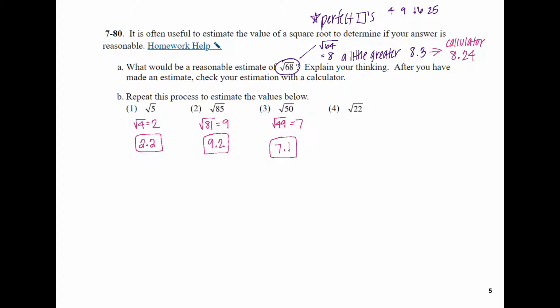When you look at the square root of 22, the square root of 16 comes to mind, which is 4, and the square root of 25 comes to mind, which is 5. So I would say 22 leans closer to the square root of 25. So when you type this into your calculator, you get approximately 4.7.